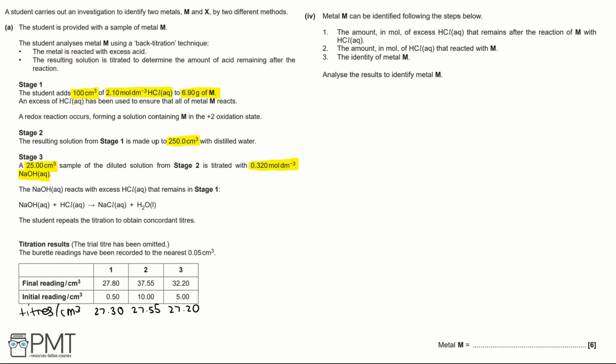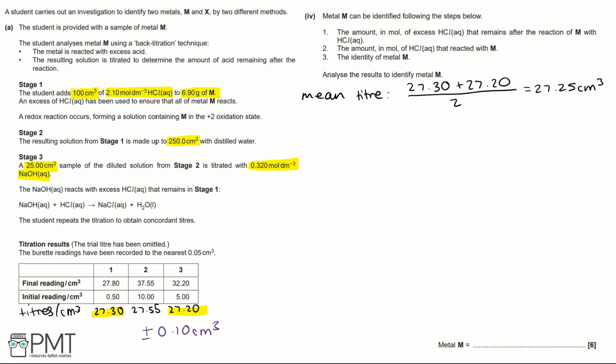So now we work out our mean titer. So the mean titer is taking the concordant results and dividing by how many concordant results there are. So that's going to be titration 1 and titration 3. A concordant result is within 0.10 centimetres cubed from each other. So the mean titer is going to be 27.30 plus 27.20 divided by 2, which equals 27.25 centimetres cubed. So now we're going to use an equation triangle.